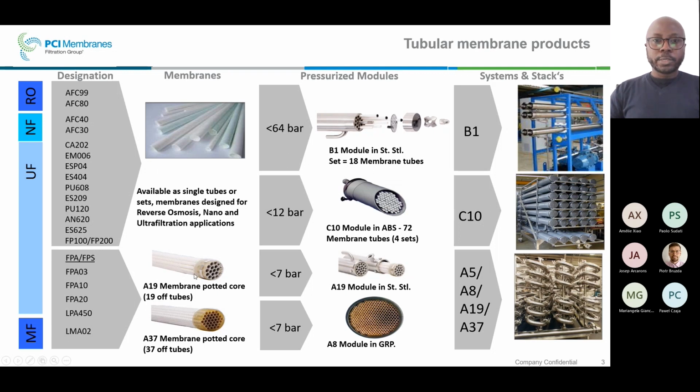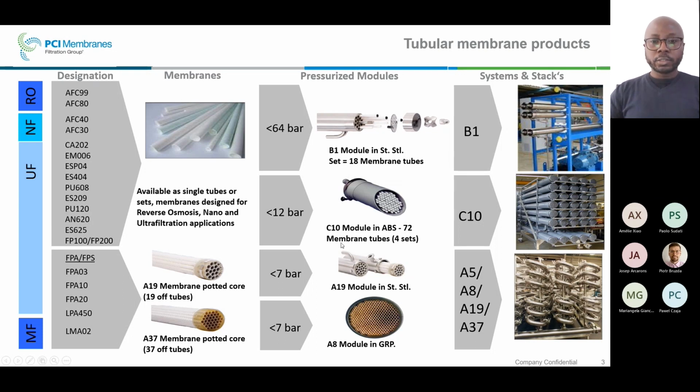So all these membranes could be classified into a number of configurations, for which we call the A series, basically looking at the loose tubes. We also refer to the B series, in which case we're referring to the tubes which are inserted into a housing, a B1 housing. Then we have the C series, which of course refers to the membrane tubes which are also inserted into a housing, in this case a plastic housing in ABS.